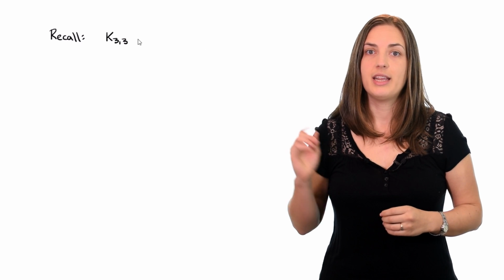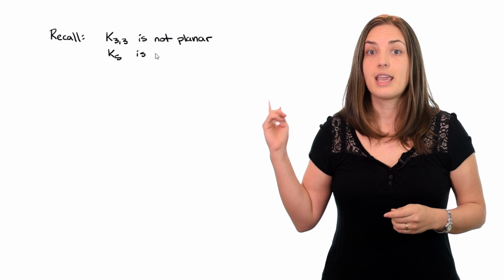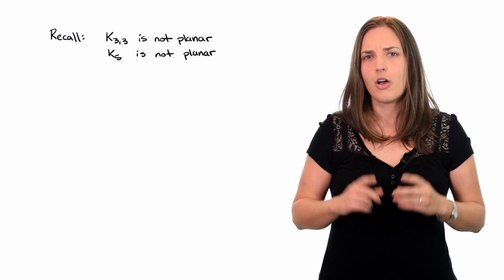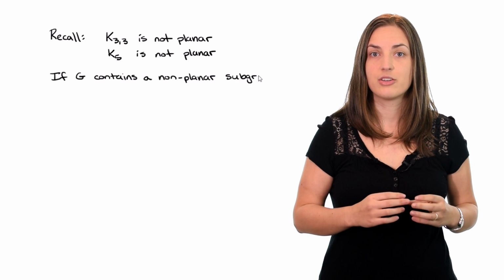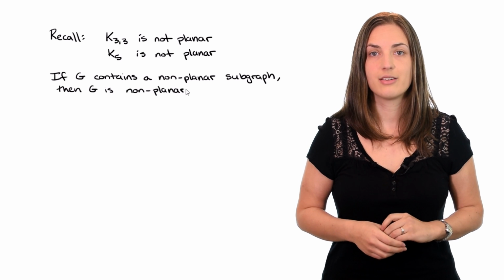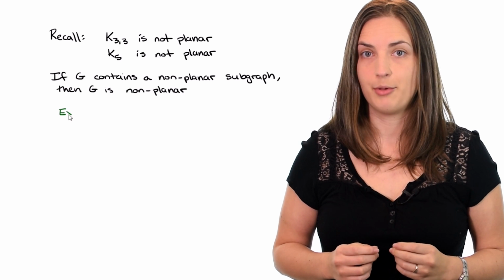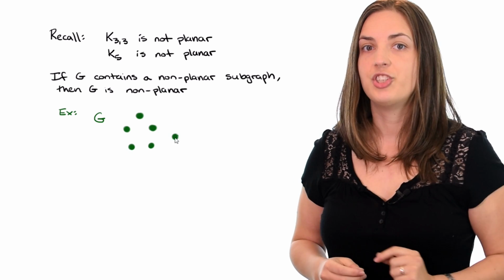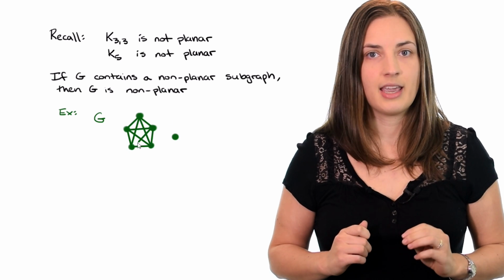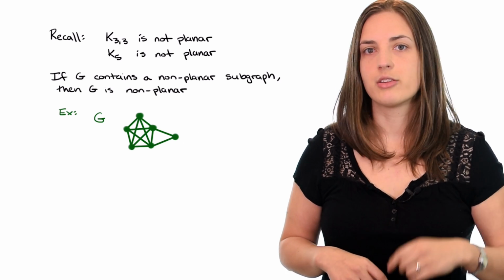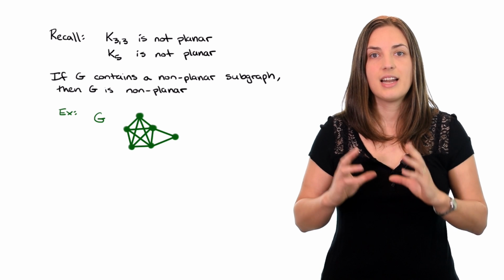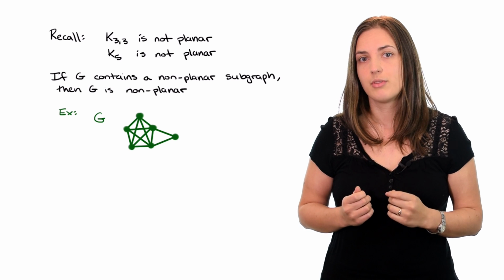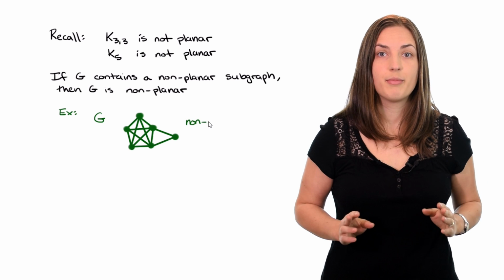First, remember from the previous video that K33 is non-planar and K5 is non-planar. Also, it's pretty clear that if a graph contains a non-planar subgraph, then it's also non-planar. Let's take a look at a specific example of this. So here I'll draw a graph G, which looks remarkably like K5, but it has some extra stuff going on. So there's an extra vertex and a couple of extra edges. But notice that because it has K5 as a subgraph, this graph G is also non-planar.